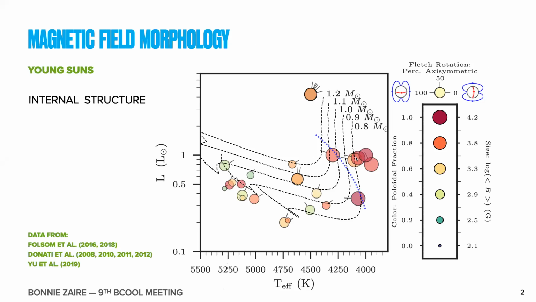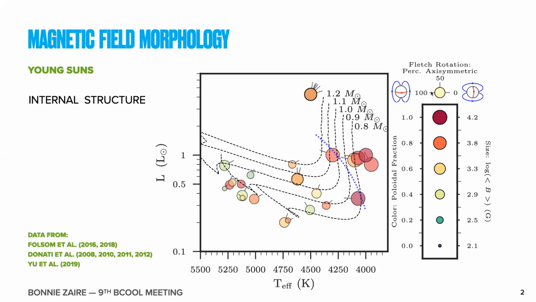Here, each symbol corresponds to a different star, and it contains information about the magnetism obtained at the surface of the stars using the Zeeman Doppler imaging technique. The symbol is related to the surface strength, and the color is related to how much energy is stored in the poloidal field. As the color gets more red, we have a totally poloidal energy.